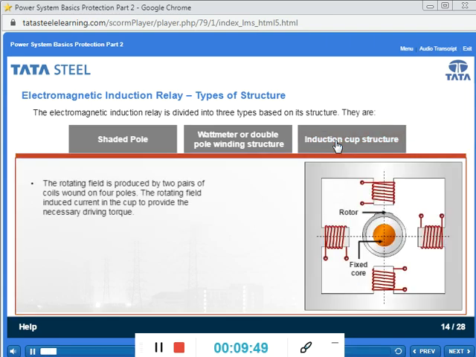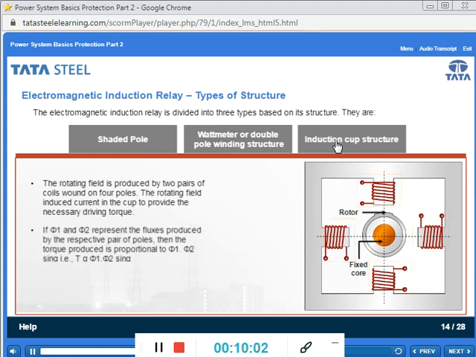The rotating field is produced by two pairs of coils wound on four poles. The rotating field-induced current in the cup provides the necessary driving torque. If Phi1 and Phi2 represent the fluxes produced by the respective pair of poles, then the torque produced is proportional to Phi1 into Phi2 sine alpha, that is, T is proportional to Phi1 into Phi2 sine alpha.